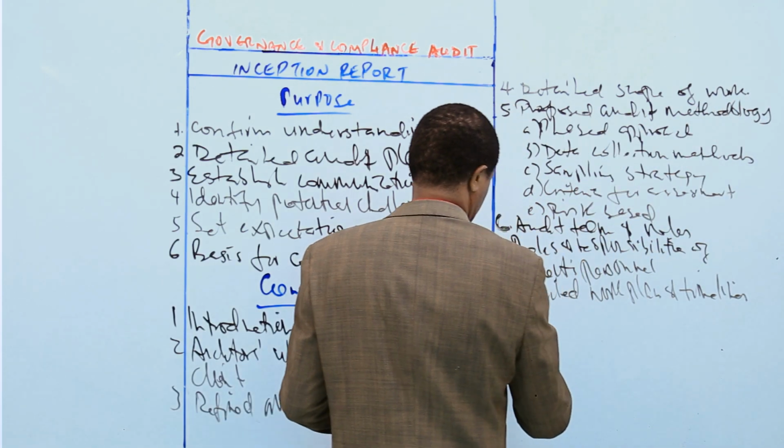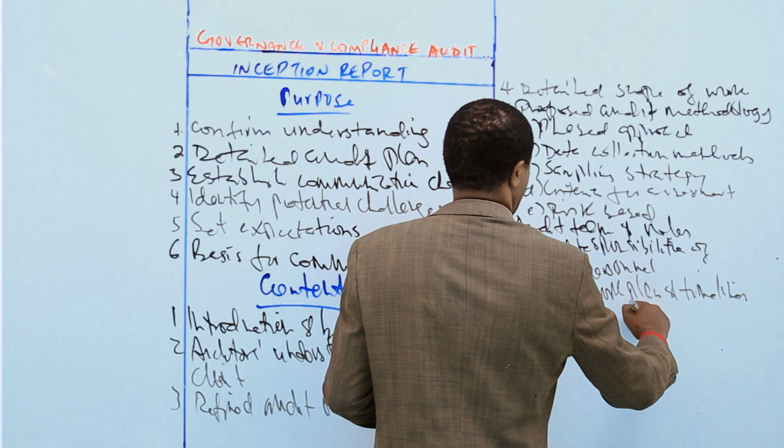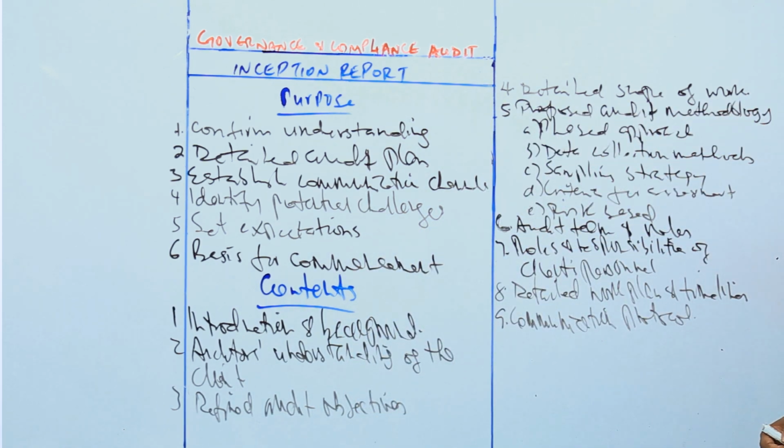Number 9 is communication protocol. It should also be part of an Inception report. The Inception report specifies how communication will occur. Is it daily briefings or weekly progress meetings or formal written correspondence? The report also identifies key contact persons on both the auditors' and the client's sides for various matters. Communication protocol is also part of an Inception report.